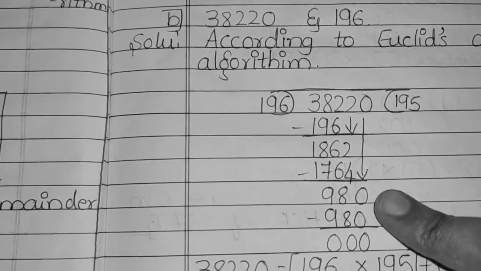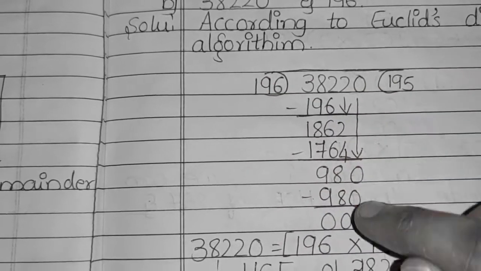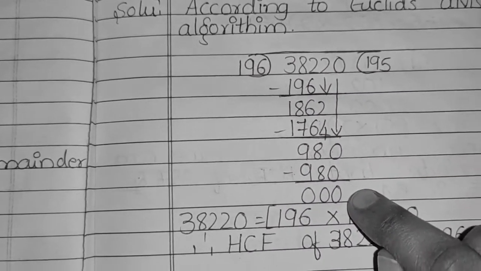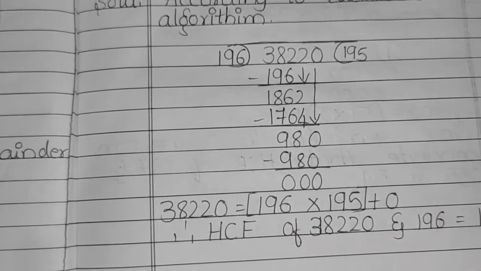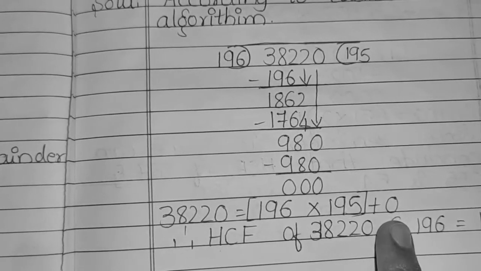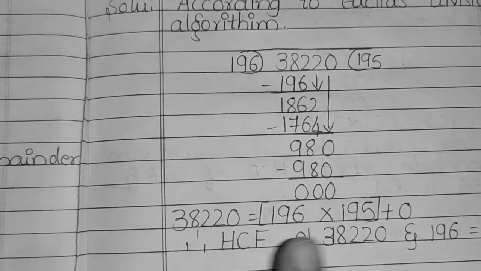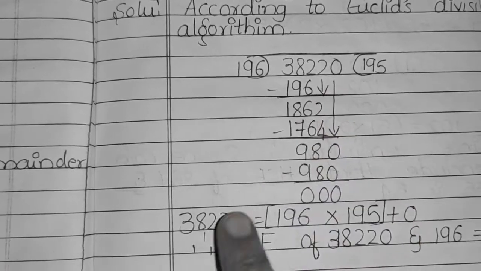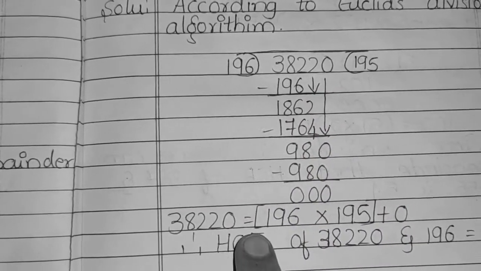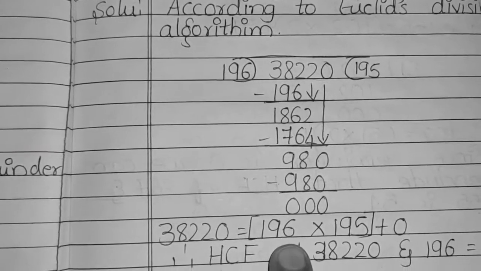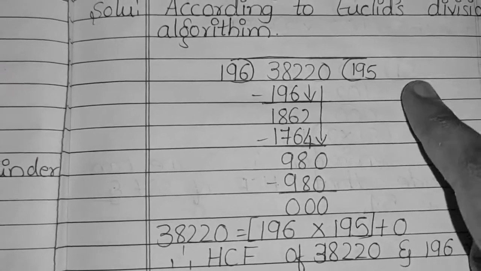Then you will take the 0 down. 196 5s are exactly 980. So when you deduct it, you will get 000. So the remainder is 0. As we have got it, we will put it in the form of Euclid's division algorithm. You will be writing down the dividend. Dividend 38,220 is equal to 196 into quotient. Quotient means 195.